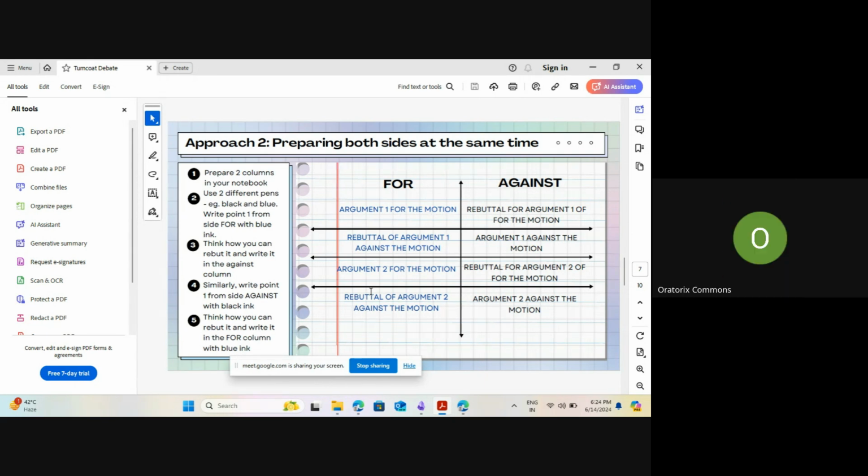Okay, guys. Is there any other question left? Sir, but at the end, is it necessary to rebut? Yeah, it is definitely necessary. There are marks for it.